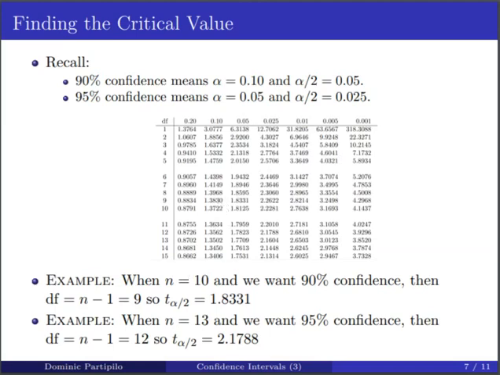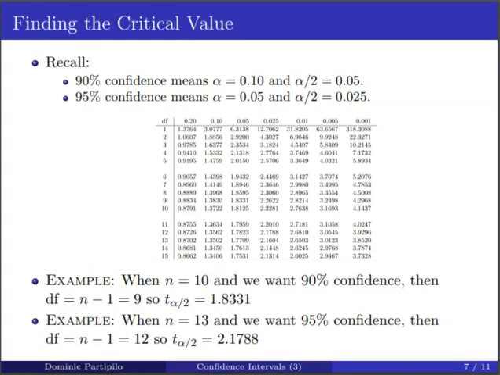So for example, when n is equal to 10, our degrees of freedom, df, will be 9. So t alpha half, if we look this up on the table, df is going to be 9, and alpha half is going to be 0.05. So when we look up where those two meet, we're going to find that it's going to be 1.8331. So that's our critical value. That's our t alpha half.